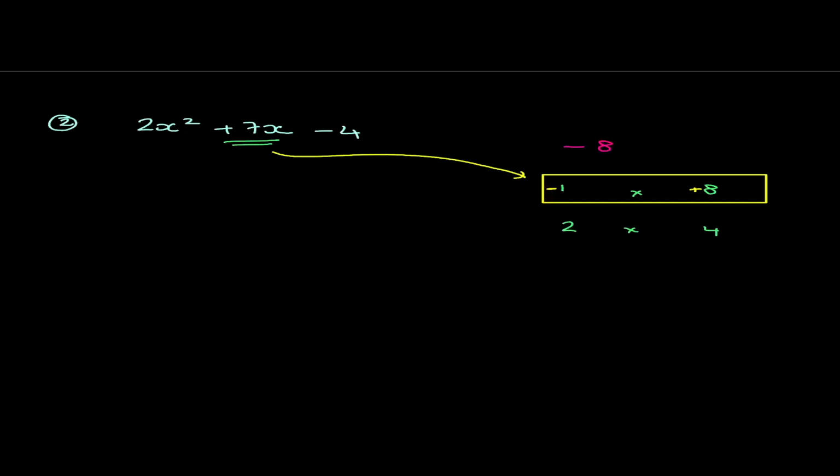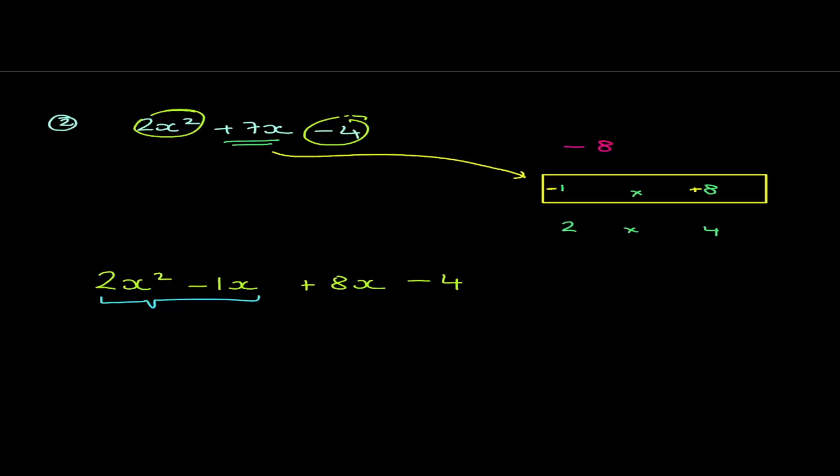We haven't done anything to this 2x squared, so we still write it. And instead of writing that positive 7, I want you to write these two factors that I've got in a box. The first factor is negative 1, and make sure you put an x. The second factor is positive 8, and make sure you put an x. And we haven't done anything to that negative 4, so we must write that again. Okay, the fun begins here. Now we factorize just this.